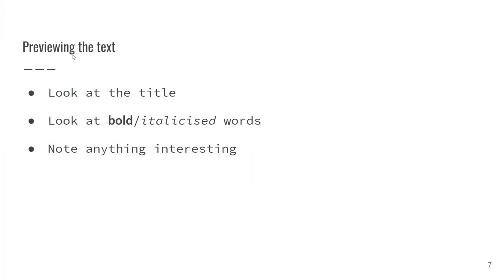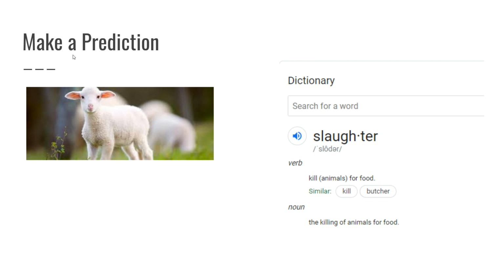When I look at the title and I want to make a prediction, I know that a lamb is a cute little baby animal. And I looked up slaughter in the dictionary, and slaughter is when you kill animals for food. So my prediction is that this story is going to have something about killing animals for food. That's the kind of prediction I would make. I may or may not be right, so I guess we'll see.